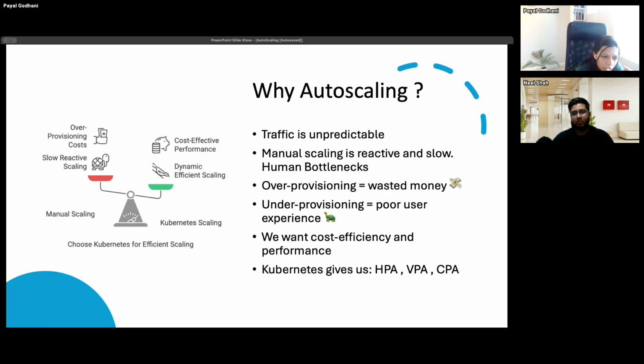Kubernetes, for this purpose, gives us three different types of auto scaling. There is horizontal pod autoscaler, there is vertical pod autoscaler, and there is cluster autoscaler as well. I'll take a stop over here and see if you guys have any questions. Feel free to post in the chat too.